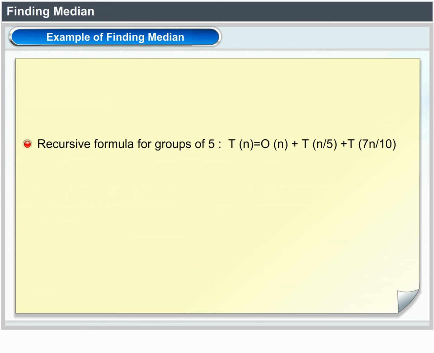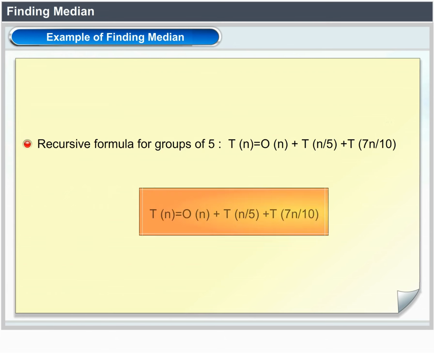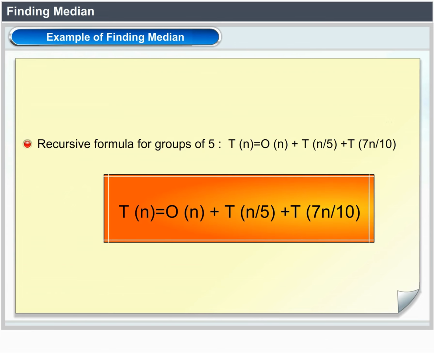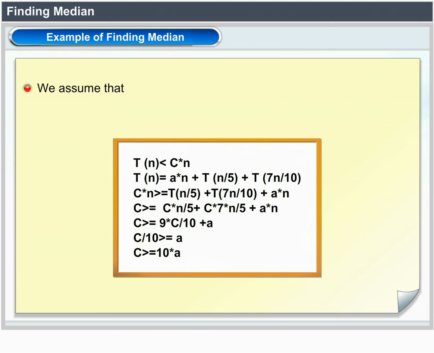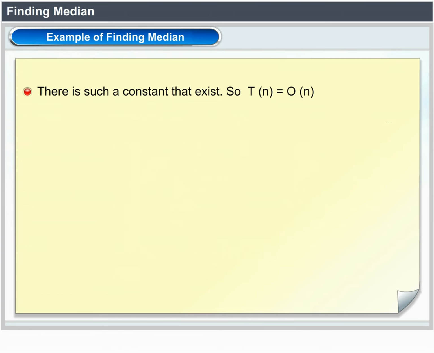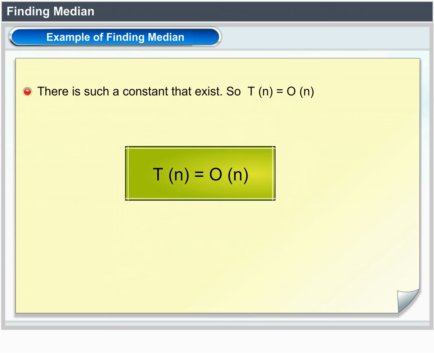Recursive formula for group of 5. T of n equals big O of n plus T of n by 5 plus T of 7n by 10. We will solve this equation in order to get the complexity. We assume that T of n is as follows. There is such a constant that exists, so T of n equals big O of n.